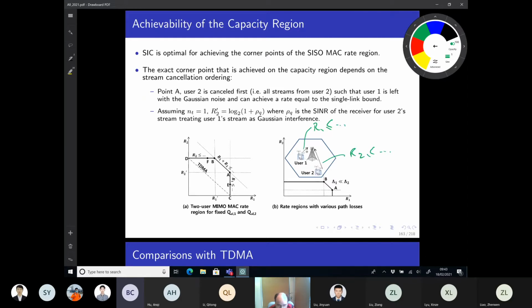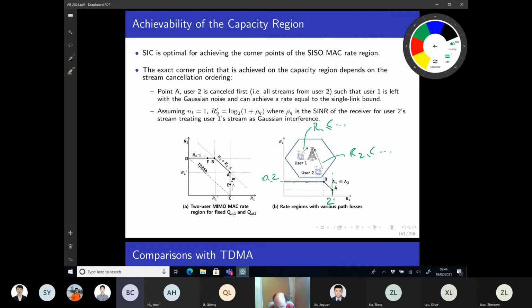Because user 1 is much closer to the base station, this line here will be shifted to the right compared to this line here, right? This line here is quite low. This may be 0.2. This point here may be equal to 2, for instance, simply because user 1 is much closer to the base station. Now if you operate at point A, you transmit at the maximum rate for user 1, but you have a relatively small rate for user 2.